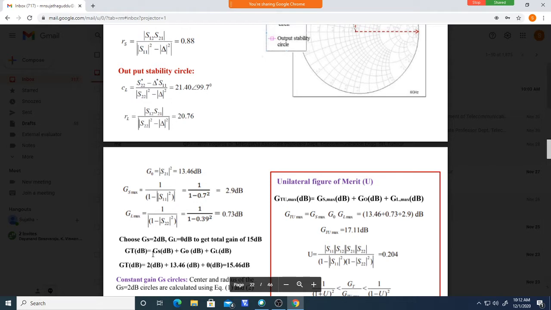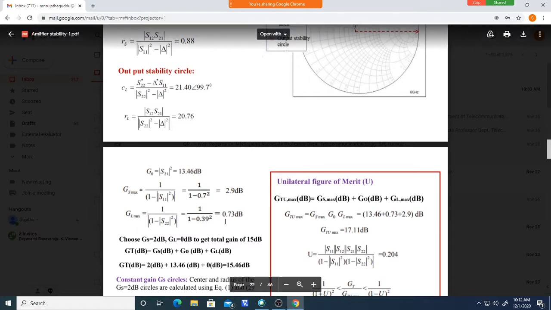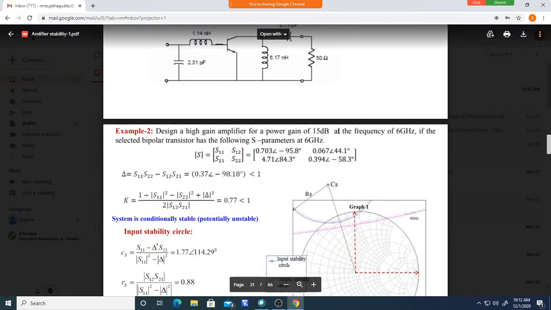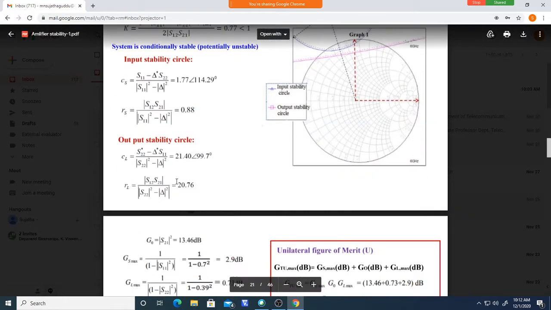So we checked GS maximum and GL maximum. GS maximum is this, and GL cannot give 1 dB here, because its maximum value is 0.7 dB, so we took it as 0 dB itself. We took 2 dB from the input matching network, and with this 13.46 dB we got 15 dB. That is because we needed 15 dB gain, as mentioned in the problem, so that is why we did it like this.